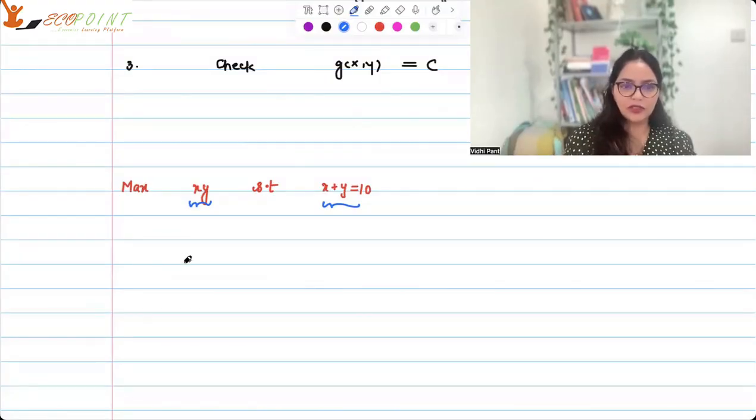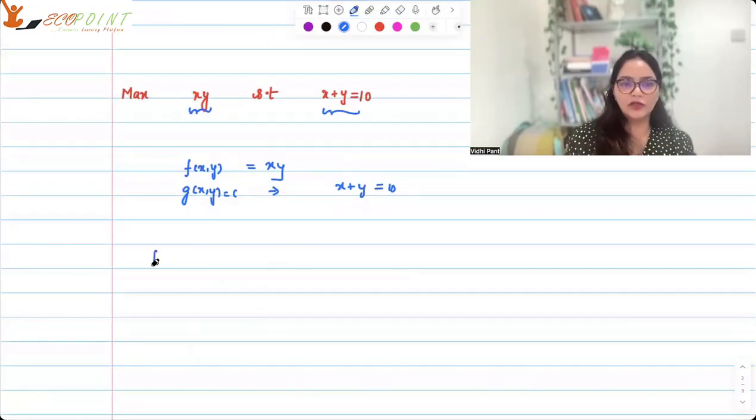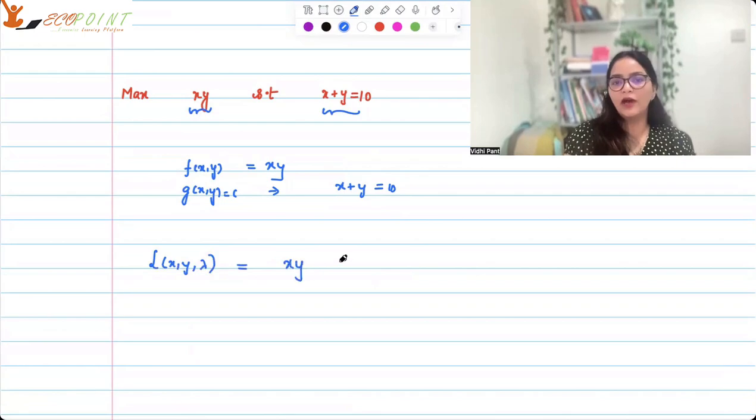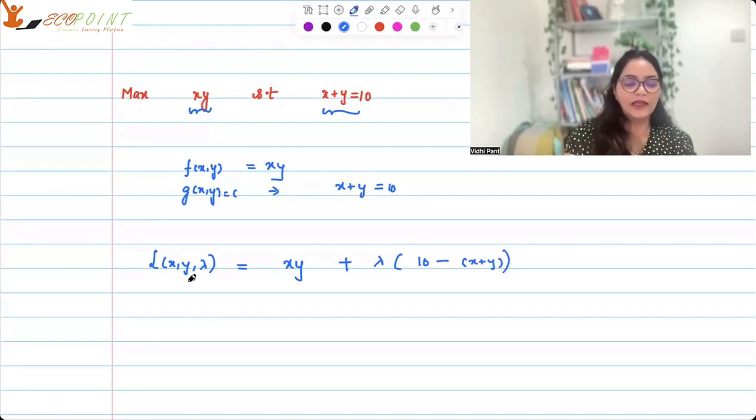The first thing that you will do is to understand what is your f(x,y), it is xy, and understand what is your g(x,y) equal to c, which is basically x plus y equals 10. And now you form your Lagrangian. So L(x,y,lambda) is equal to xy plus lambda times (10 minus (x plus y)). The next is to follow the steps that I've just told you.